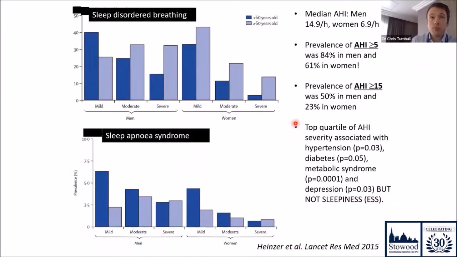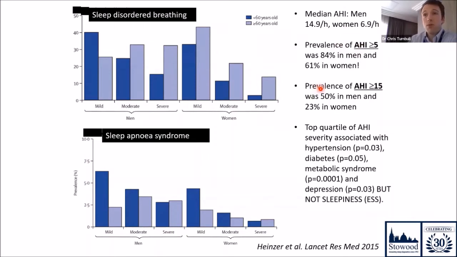In more recent epidemiological data, if you look at the HypnoLaus study, which is a community study in Switzerland, which you may know from showing an incredibly high prevalence of sleep disordered breathing. So 84% of men studied and 61% of women had an AHI above 5, probably because this is using the 2012 criteria for sleep disordered breathing.